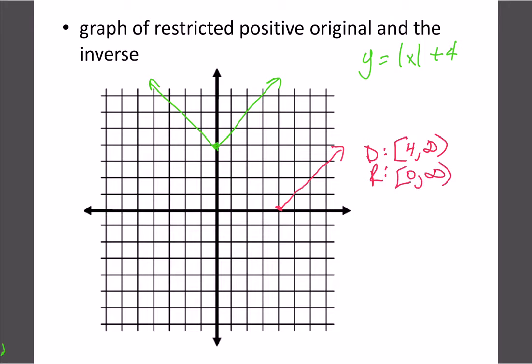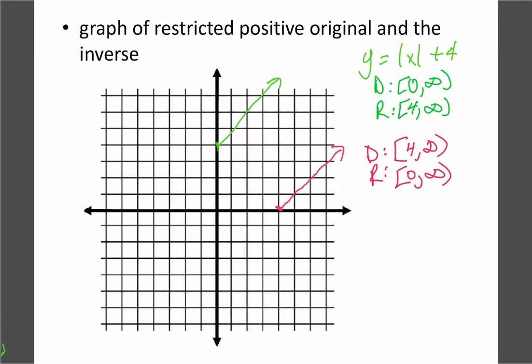So that means our original had to match that as well. If we make our domain of the original greater than 0, and our range then would be greater than 4, right? Because those have to match. So if we go back to our graph, if our range is greater than 4, that looks okay. Our domain of greater than 0 then would only be the positive half. It would look something like that.